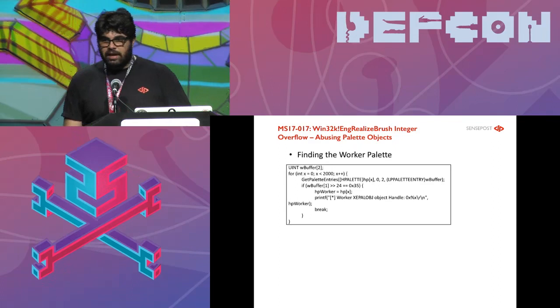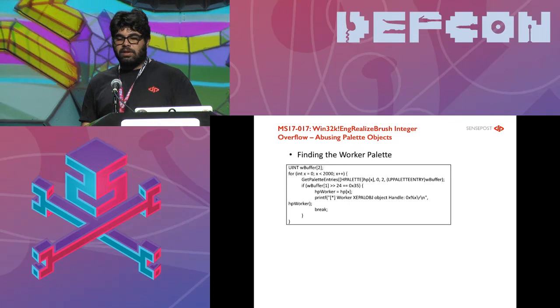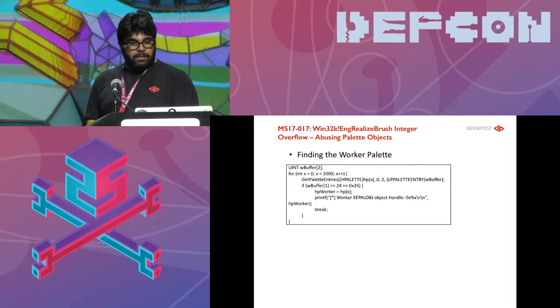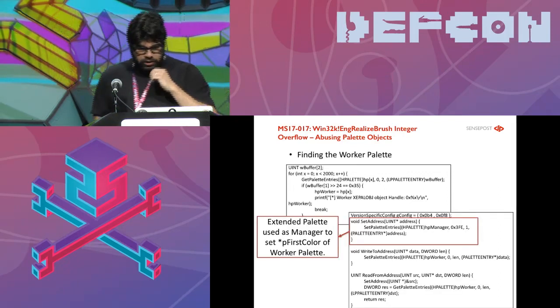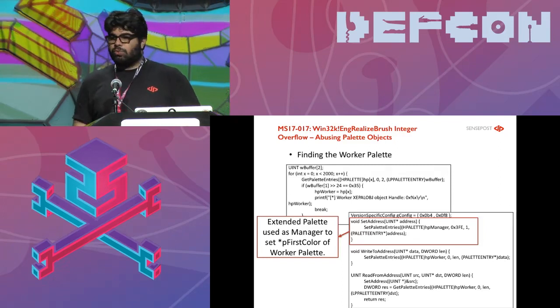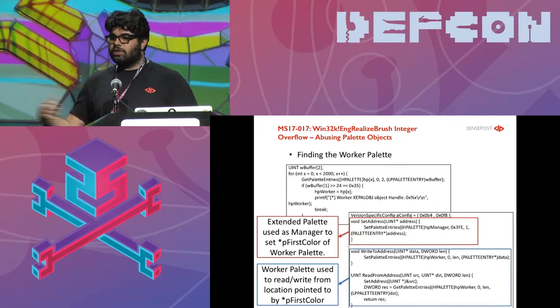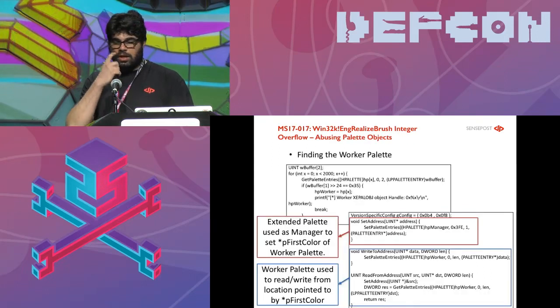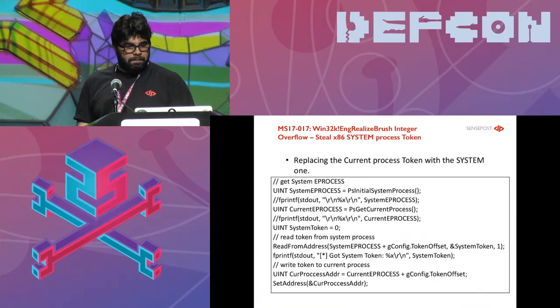So the way we can find it is again by looping over our allocated palettes using get palette entries, finding the palette entry with the first byte of 35, which represents the number 5. And if you remember, the bitmap object has a tag of Gh5, which is part of the pool header. So the first byte of that object will actually be 5. Then we can use the extended palette, which we extended its size, as a manager palette, and use it to set the p-first color of the adjacent palette object, the worker palette object, and then use the worker palette object to actually gain arbitrary kernel read and write.